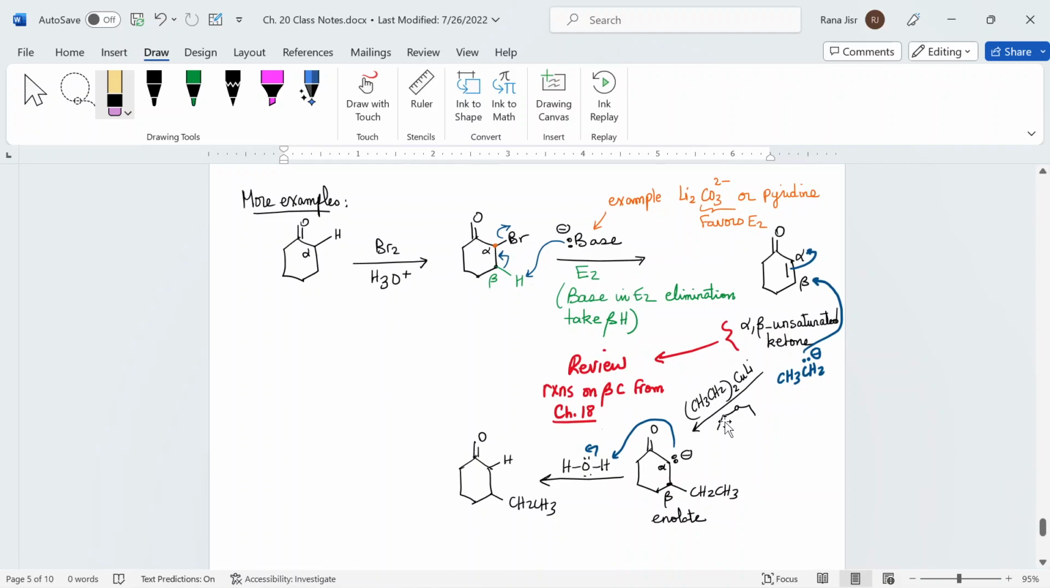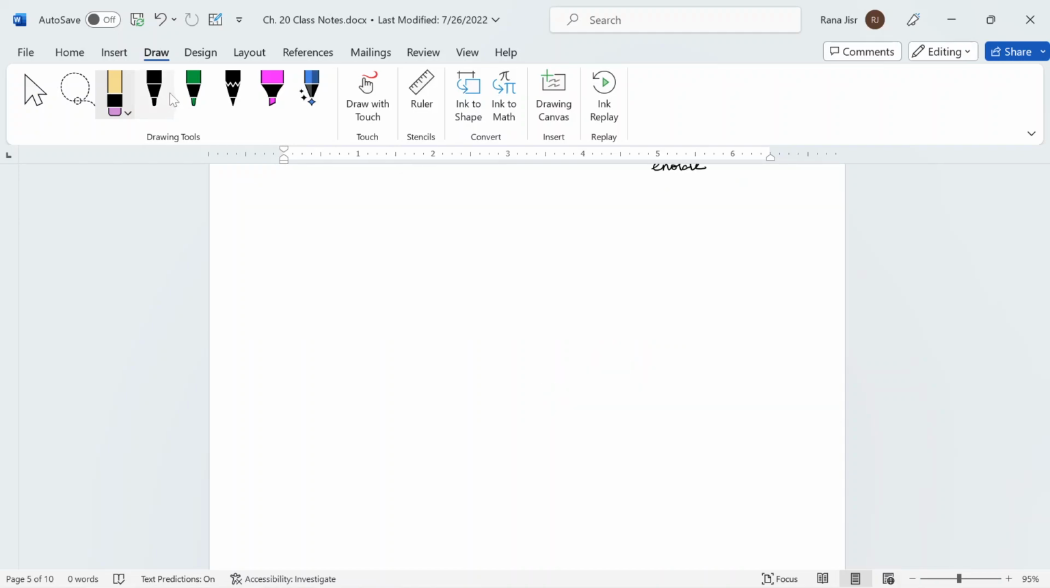And refer to chapter 18, please. We studied multiple reactions on the beta carbon. When you are using weak nucleophiles, these are going to attack the beta carbon, form the enolate, and then you are going to protonate this enolate by a solvent in order to get to your product.